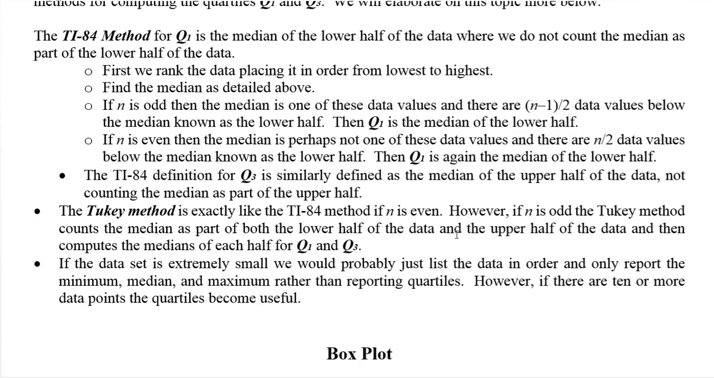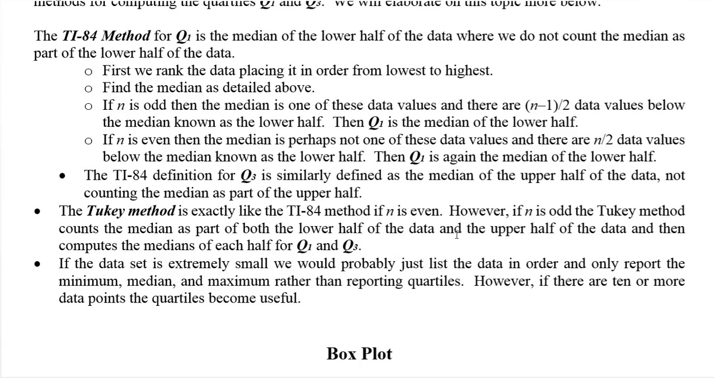So if we rank the data in order from lowest to highest, we find the median by taking the one that's in the middle of that list, so that there's the same amount below it and above it. Now remember, if n, the number of data values in the sample or population, is odd, then the median is going to be one of the data values, and there are (n-1)/2 data values below it and (n-1)/2 above it. If we're finding the first quartile, we take those (n-1)/2 data values below the median, call that the lower half, and find the median of the lower half.